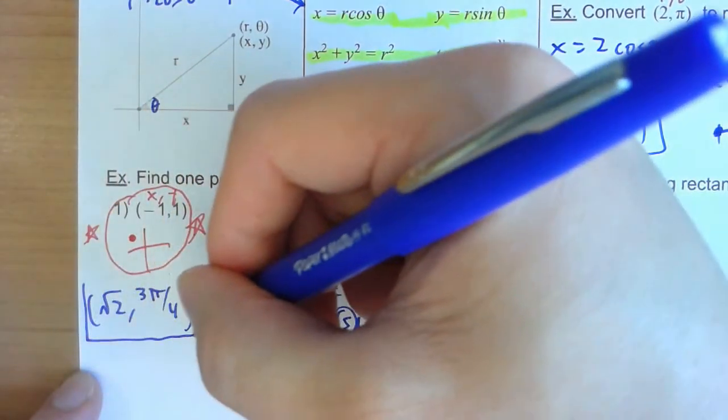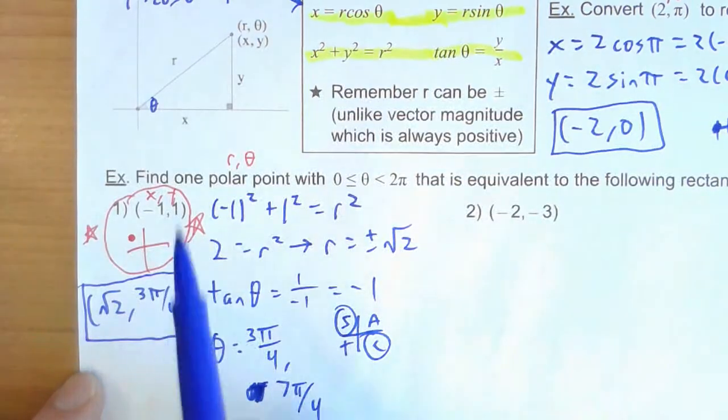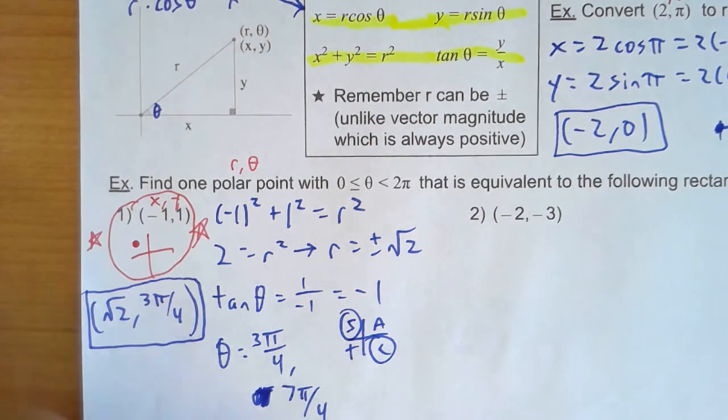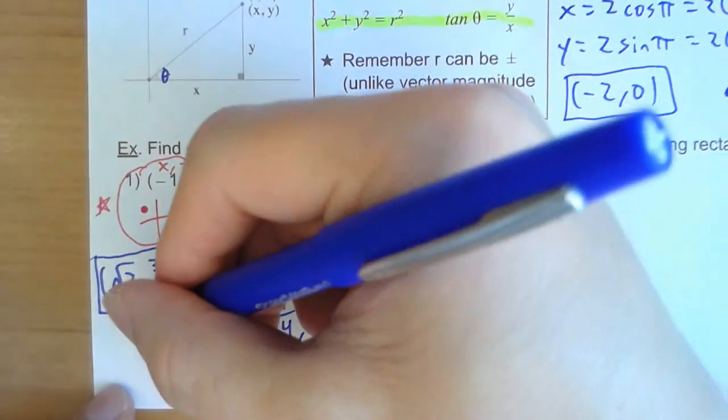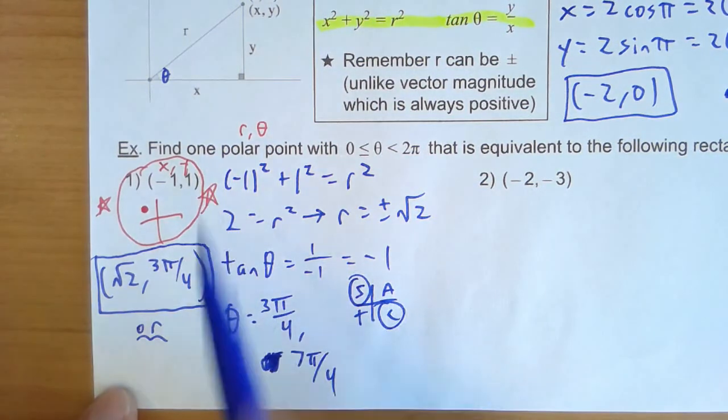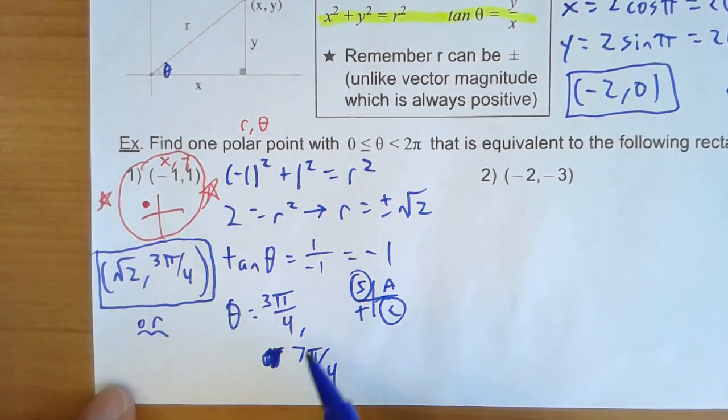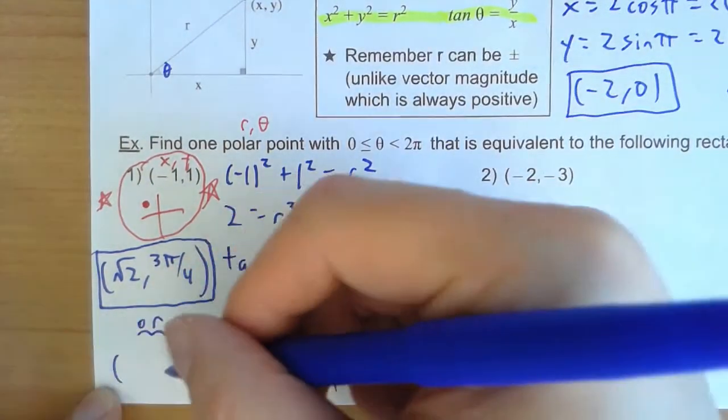This is the answer that might make a little bit more sense. And we only asked for one, so if you want to just give us that answer and be good, then you're good to go. The other option that we would accept here, again, you don't have to give us both, you only have to give us one, but the other option is using this 7 pi over 4.